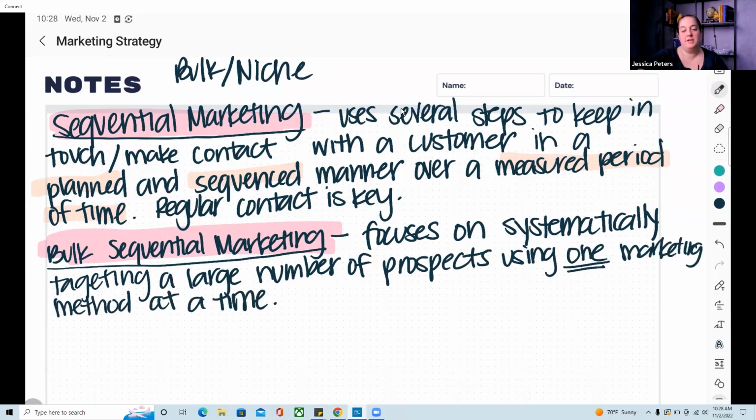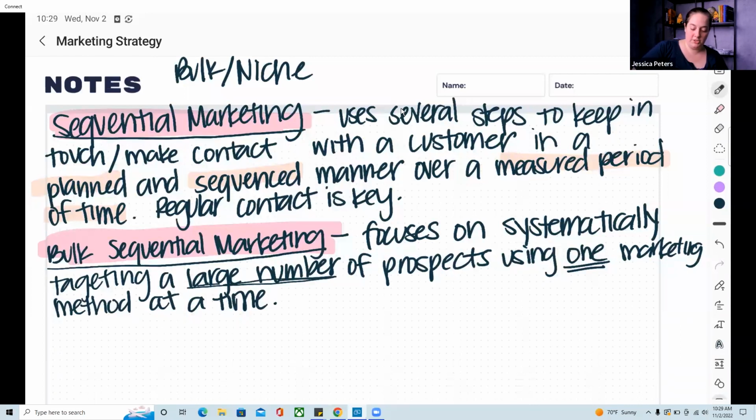We're going to write down the definition for niche in a minute because I'm going to draw the picture for this one first. But the main difference is that with bulk, you're usually focusing on a larger number of prospects at a time, and you're using one strategy at a time. So maybe I'm putting several thousand prospects into a predictive dialer because I want to do cold calling first. And when I finish cold calling, I'm going to move to a different strategy. Whereas with niche, you might be focusing on a smaller group of prospects, but you're doing all of those things at the same time. You're calling, texting, leaving a voicemail all at the same time. We'll talk about that more in just a second.